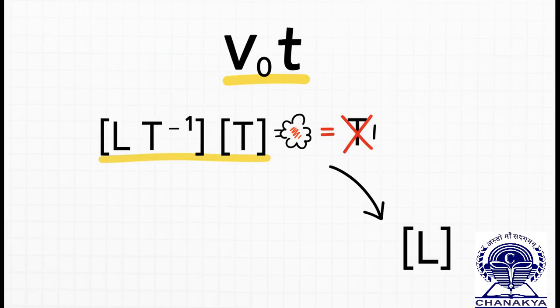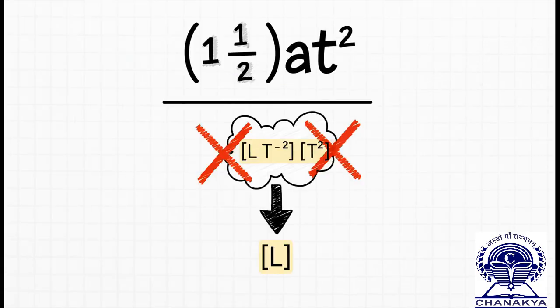Okay, now for the third term. v0 is velocity. That's length divided by time, which we write as [L T^-1]. We multiply that by t, which is time, or just [T]. Now the T to the minus 1 and the T cancel each other out, and what are we left with? Just [L]. It matches. And the final term, that 1/2 at the front, it's just a number. It has no dimensions. So we can totally ignore it for this.